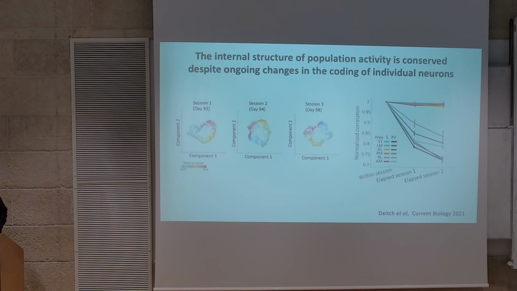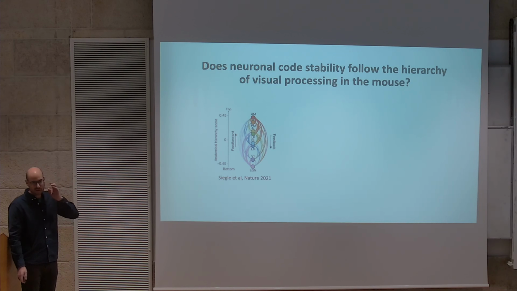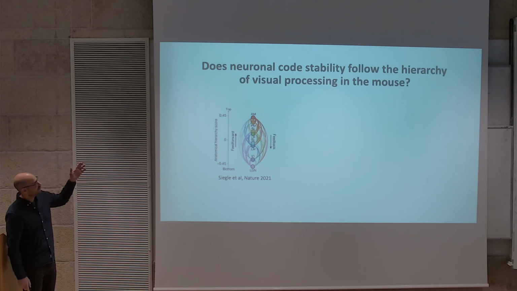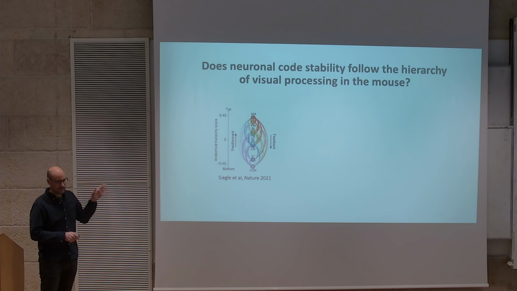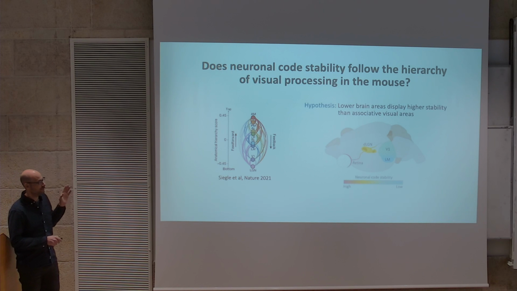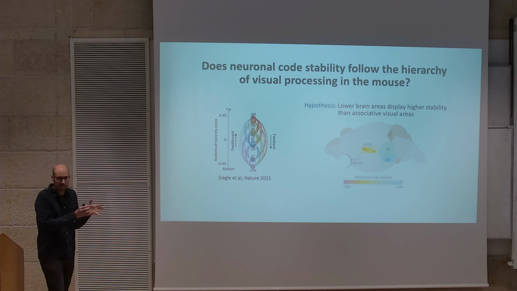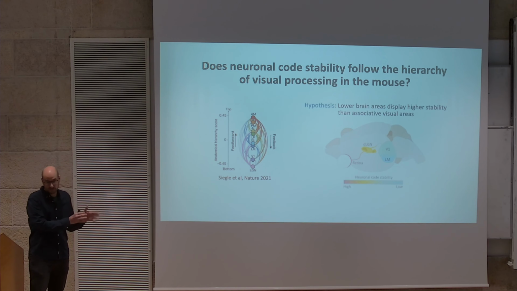What about Tala? Ah, right. Sorry, you asked. Okay, so I will show this. The question was: does neural code stability follow the hierarchy of visual processing in the mouse? Recent studies by the Allen Institute and by others have established this hierarchy, where LGN is at the bottom and area LM is at the top, and we wanted to address this very basic question. The hypothesis is that lower brain areas display higher code stability than deep or associated brain areas. Or in other words, the closer you get to the primary sensory synapse, the more stable the code is.